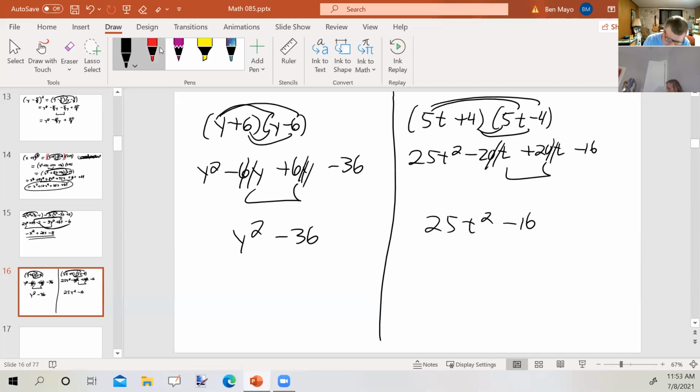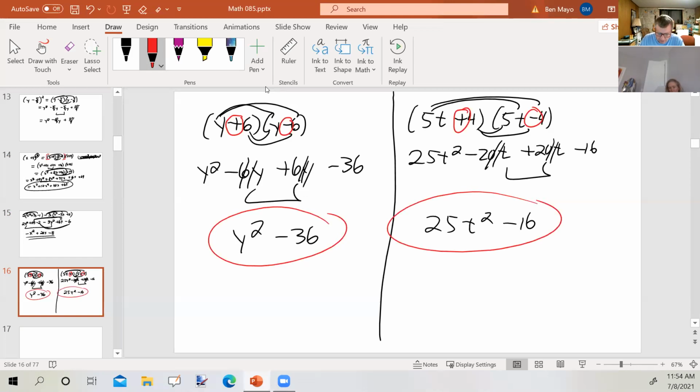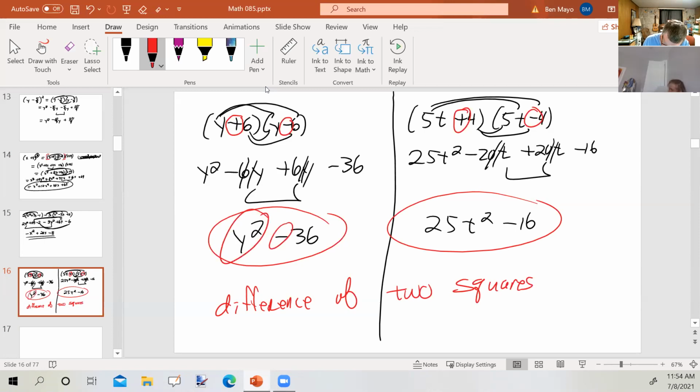Well, notice there's a pattern here. The first problem, we have the sum of two numbers times the difference of the same two numbers in the same order, variables and numbers. The second one, same thing. We've got the sum of two terms times the difference of the same two terms in the same order, okay? When we FOIL or multiply them out, the two middle terms cancel out, and we end up with a binomial, okay? This is called the difference of two squares, because my answer has a square minus a square.